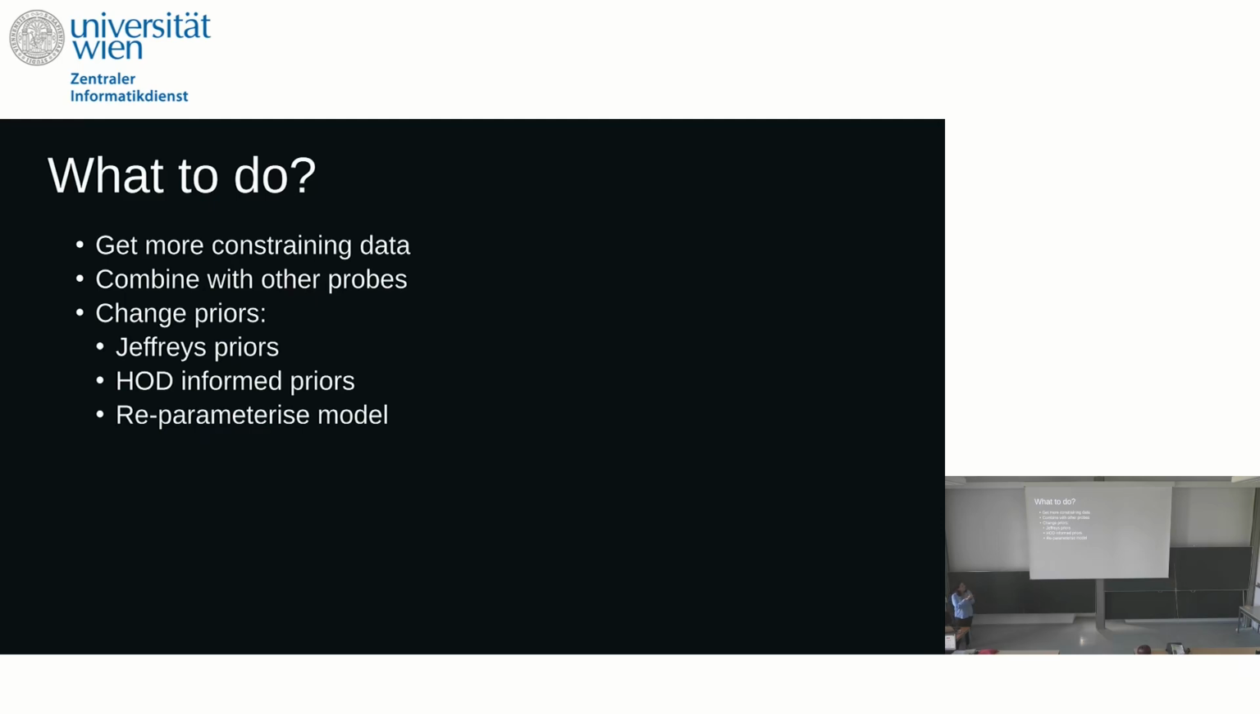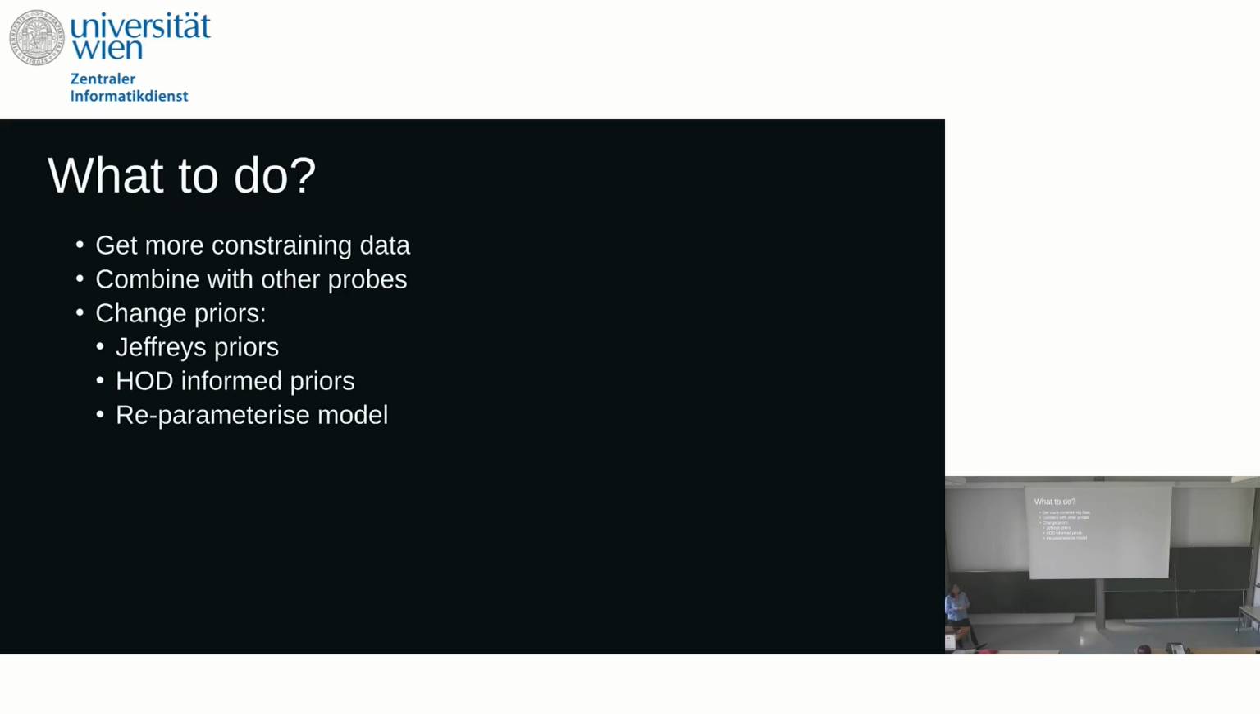Well, the reason that we have these prior volume effects is that the data are not constraining enough. So one way would be to get more constraining data or combining with other probes, as was done by DESY, as I just showed. But another way is to change the priors, right?